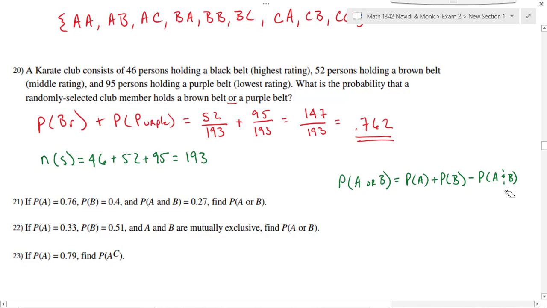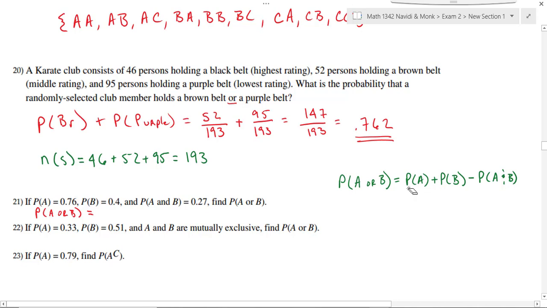In 20, we had mutually exclusive events because it was impossible to hold both a black and a brown and a purple belt. There was no overlap here, so I just added the individual probabilities together. On this one, that's not the case. We're asked to find the probability of A or B, and so I just dropped these numbers that I'm given into this formula.